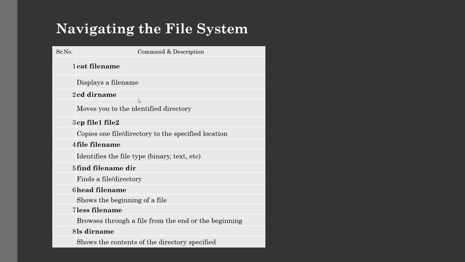All we have to do is give cd and the directory name. The third one is cp, which copies one file to the specified location or a file. The next one is file, which identifies which type of file it is, whether a binary file or text file, etc. The next one is find, which is used for finding a file or a directory. The head shows the beginning of the file. The less browses through a file from the end or the beginning.